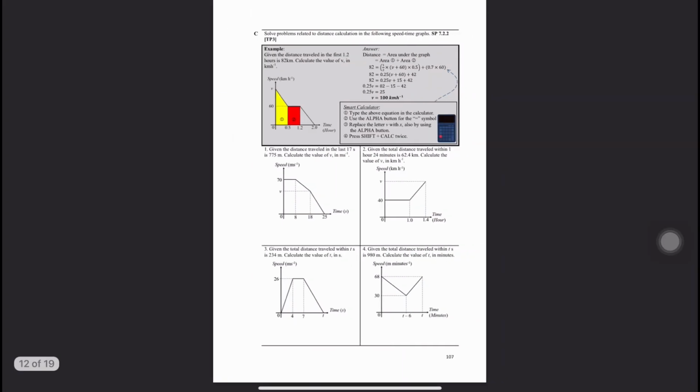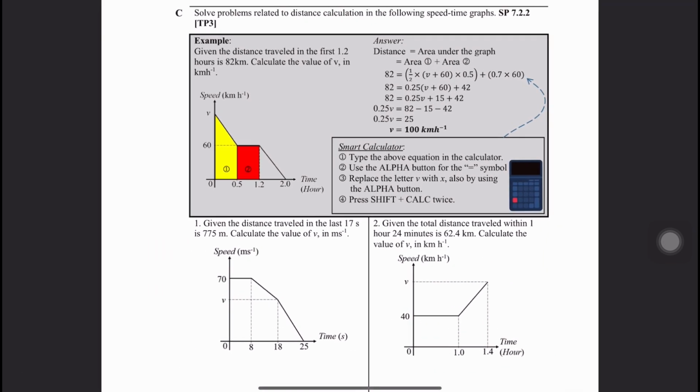Okay, now let's proceed to the next part. C. Solve problems related to distance calculation in the following speed time graph. So we have an example over here. Let's discuss this example. Given the distance traveled in the first 1.2 hours is 82 kilometer, calculate the value of V in kilometer per hour.